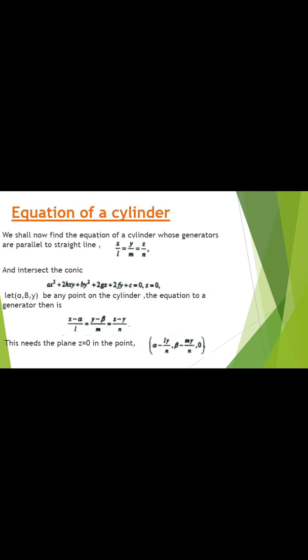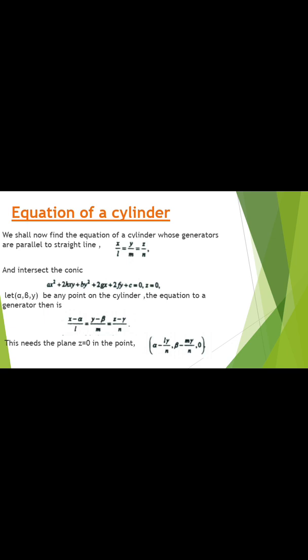Now what is the equation of a cylinder? We shall now find the equation of a cylinder whose generators are parallel to a straight line x/l = y/m = z/n and intersect the conic ax² + 2hxy + by² + 2gx + 2fy + c = 0, z = 0.